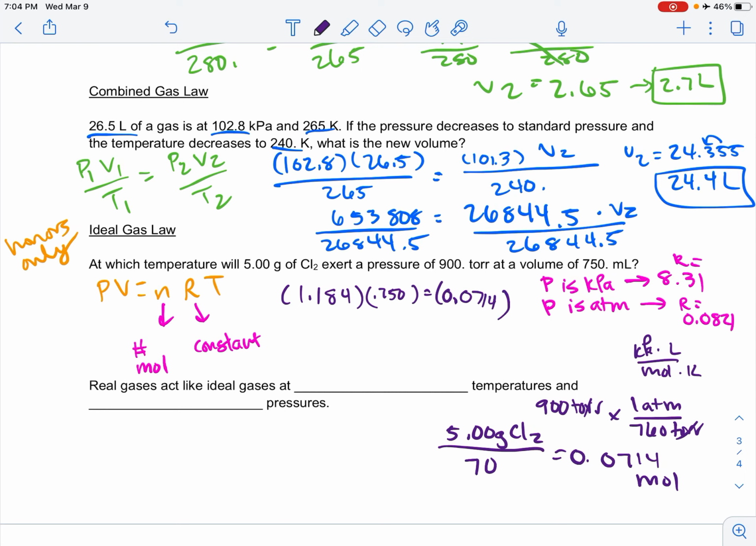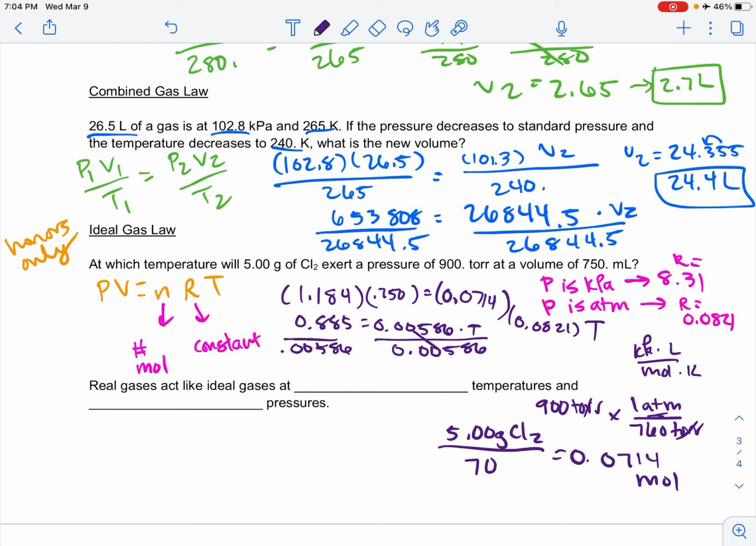0.0714. And then the R value we're going to use, we're going to do atmospheres. So it's 0.0821, and then temperature. Woo! All right, so 1.18 times 0.750 is 0.885. 0.0714 times 0.0821 is a small number, 0.00586 times T. And I'm going to divide both sides by that.